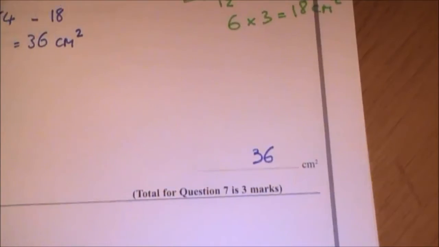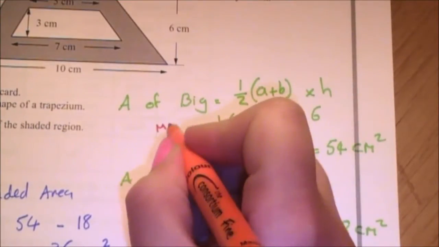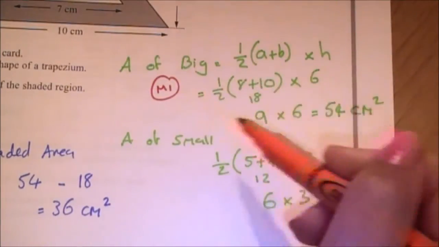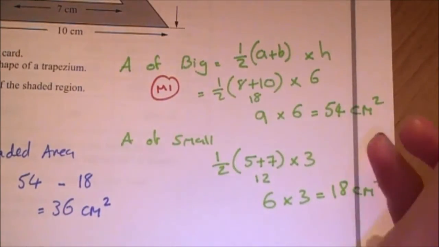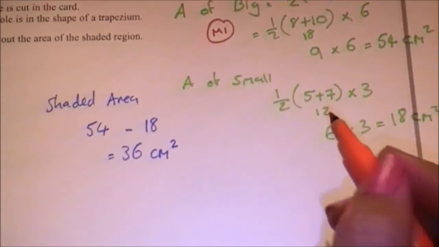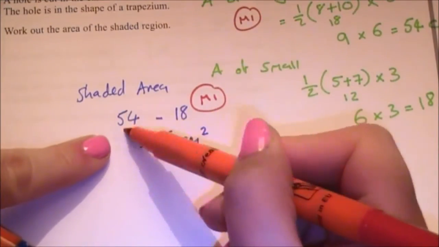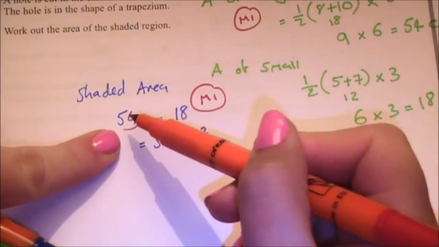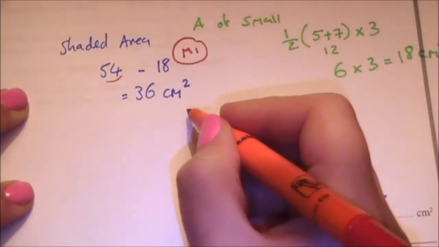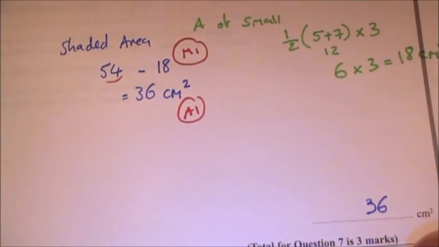This is a 3-mark question. You get 1 mark for correctly finding the area of a trapezium, and remember we lifted that from the front formula sheet. So you get 1 mark for that. You get the second method mark for showing that you're subtracting your small area away from your big area, and you get an answer mark for 36 centimetres.